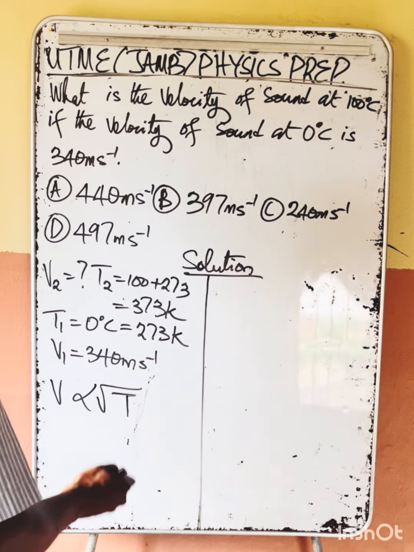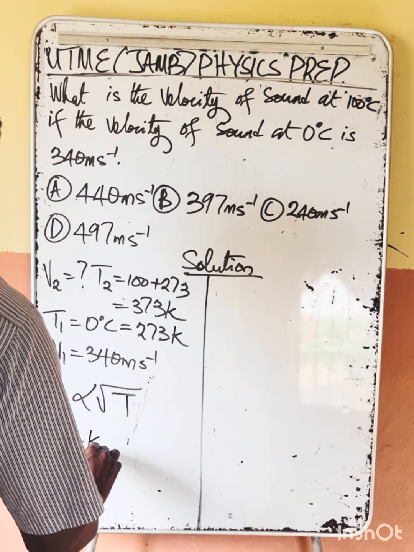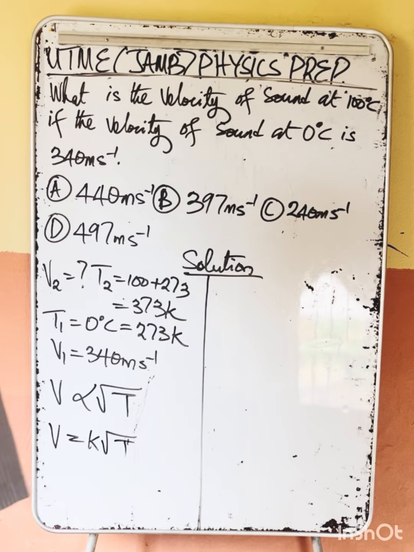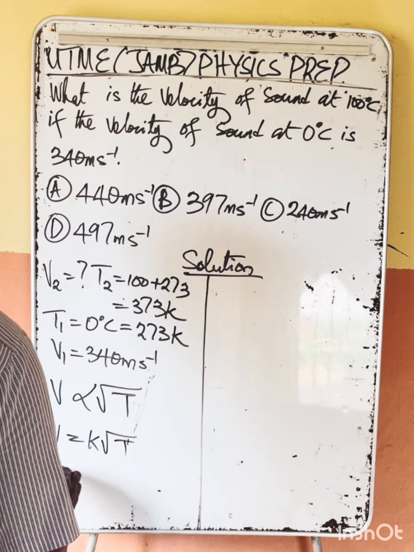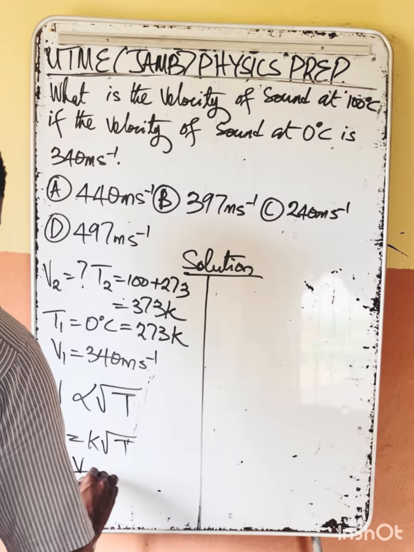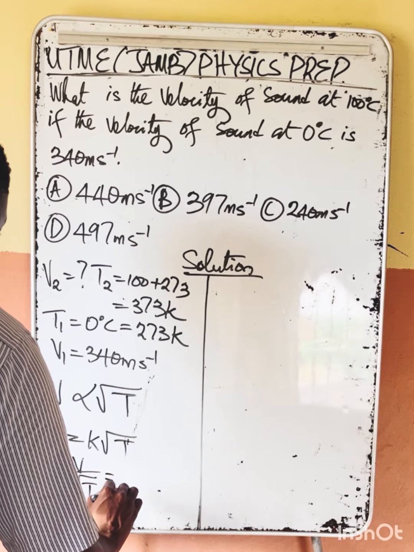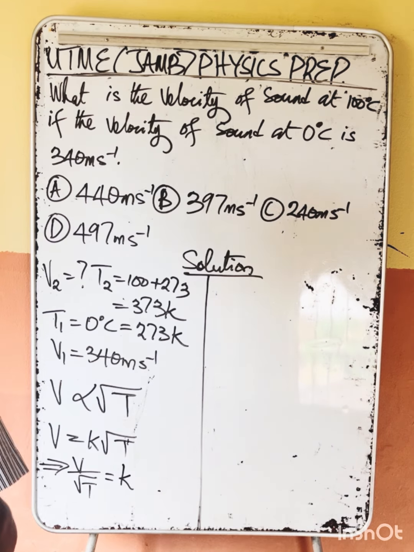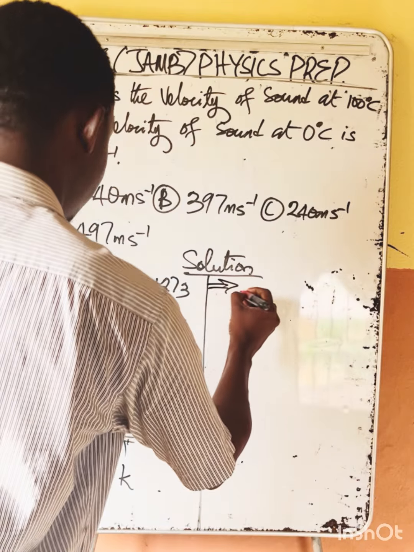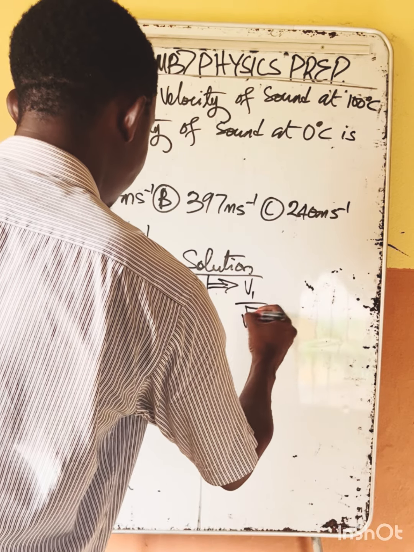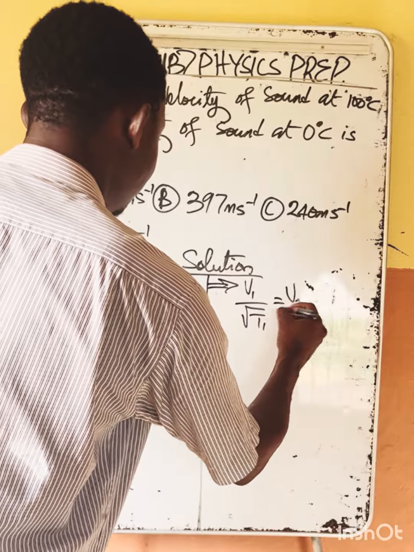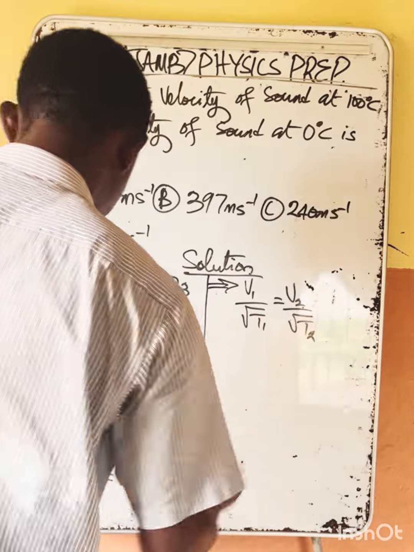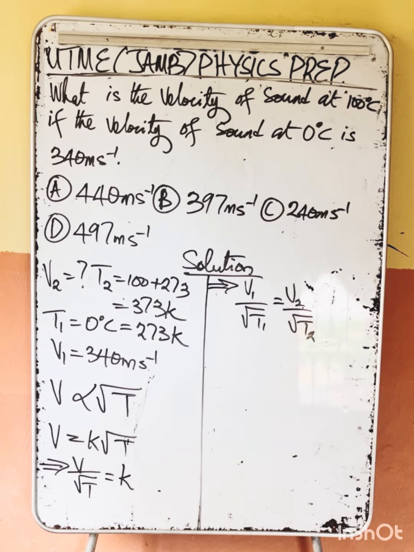Okay, so let's do a little math. So this will be V equal to K root T, where K is constant. Which implies that V over root T is equal to K. Okay, what does this mean? That at any instant in time, the ratio of velocity to the square root of absolute temperature is a constant value. Therefore, I can conclude that V1 over root T1 is equal to V2 over root T2. That is the meaning of this, the constant here, okay?